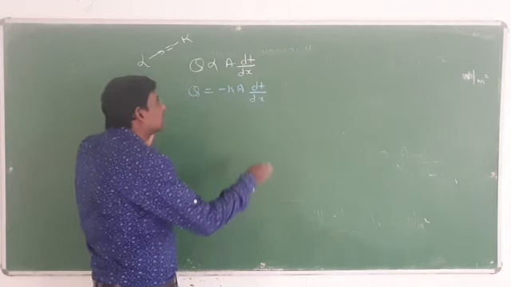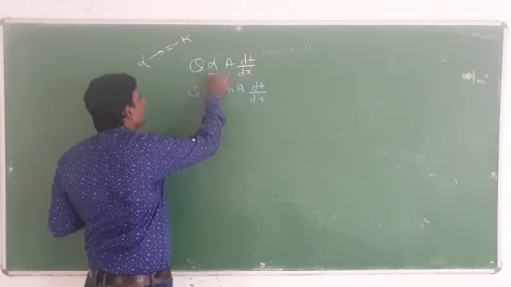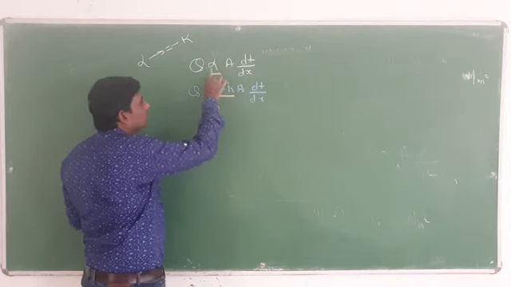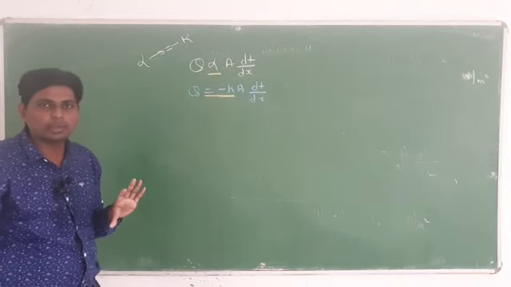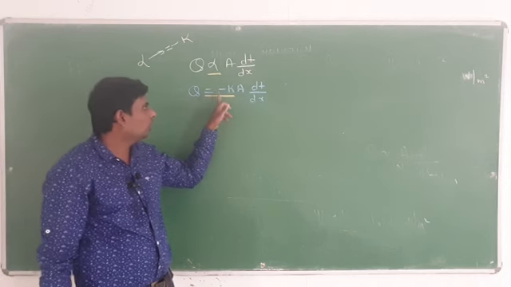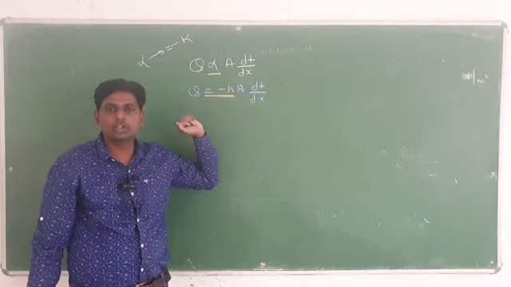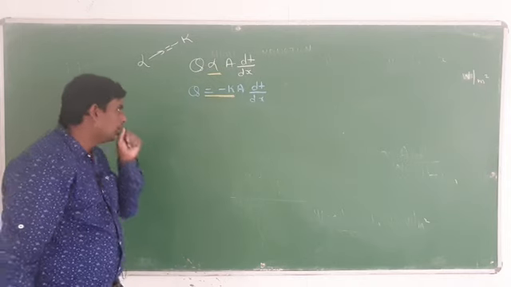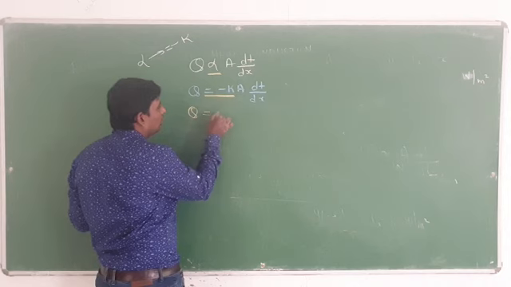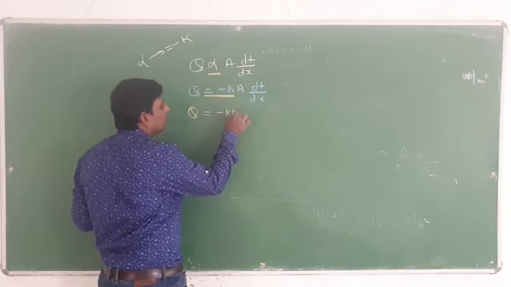What did I do here? In place of the proportional sign, I removed that, and in its place I introduced minus K A. After that, what you have to do? Write Q as it is, equal to minus K A.